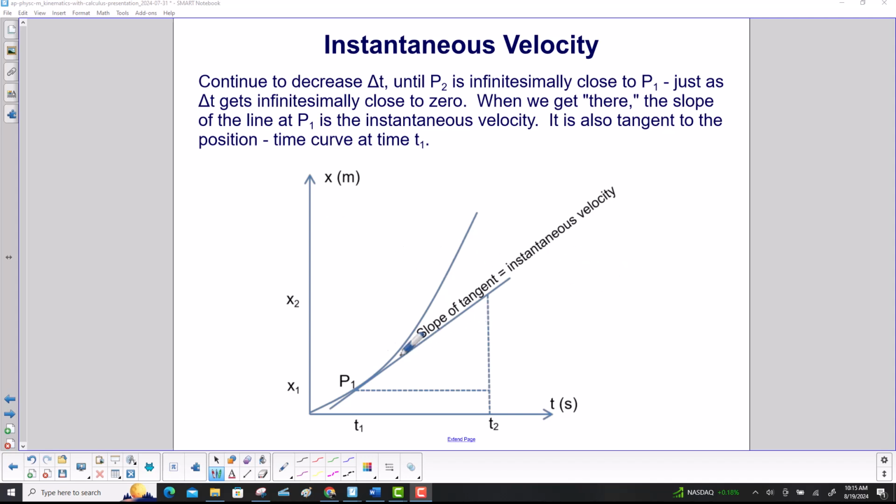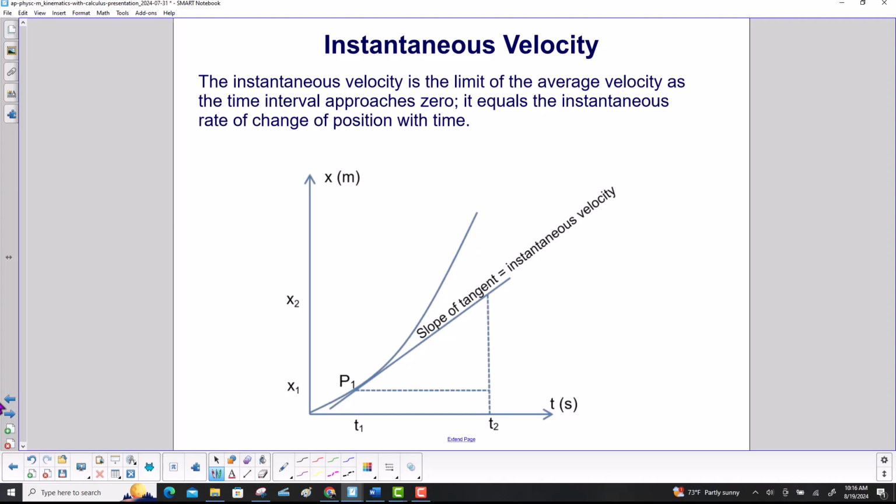So what does that mean? Here's our delta t, right? And before, we had p2 somewhere up here. Now we keep shrinking delta t until p2 is right over p1. When we get there, the slope of the line at p1 is the instantaneous velocity. And that's what we're saying right here, the slope of that tangent line. That line is tangent to the position time curve at time t1. The instantaneous velocity is the limit of the average velocity as the time interval approaches 0. It equals the instantaneous rate of change of position with time.